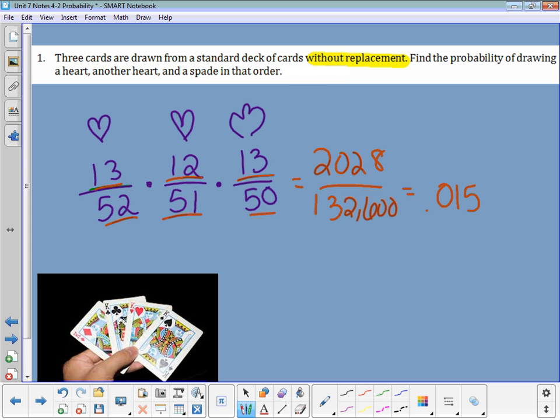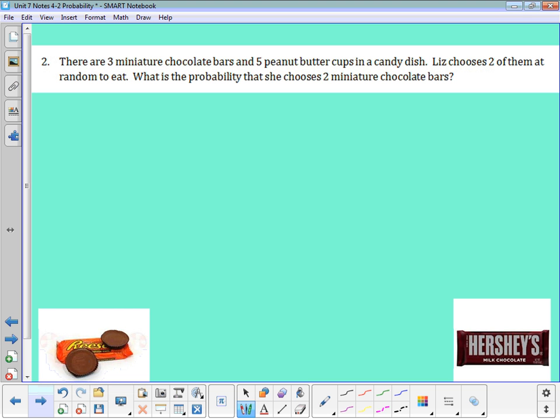Let's take a look at another example. For number 2, there are 3 miniature chocolate bars and 5 peanut butter cups in a candy dish. Liz chooses 2 of them at random to eat. So we're going to assume for this one that when we're drawing out candy, we are going to be eating them. If she chooses them at random to eat, that means we're going to eat both. So that means my total is going to go down, and it's a dependent event.